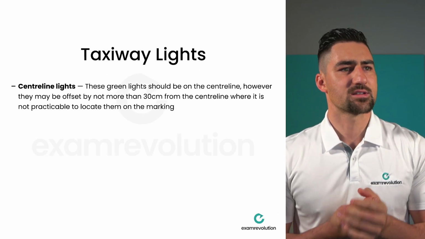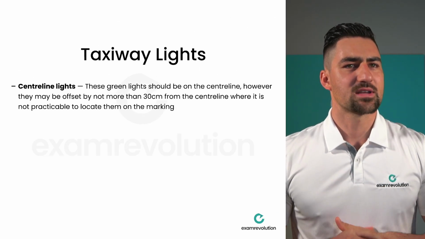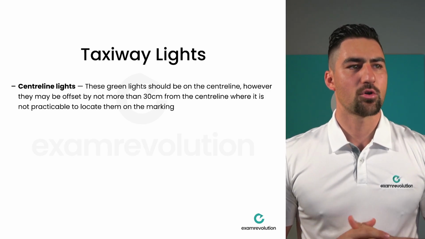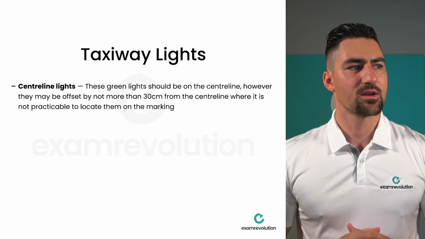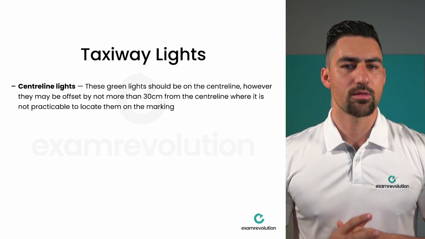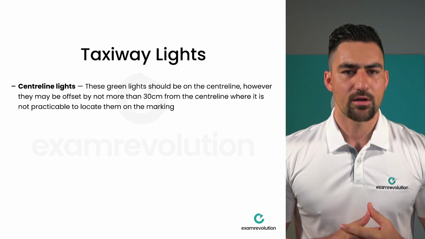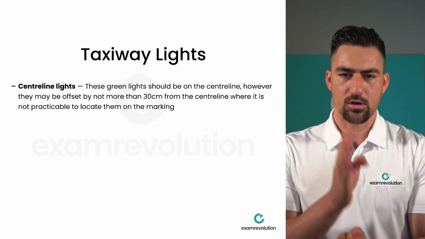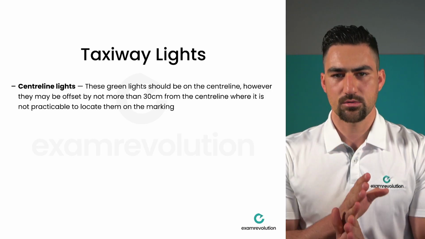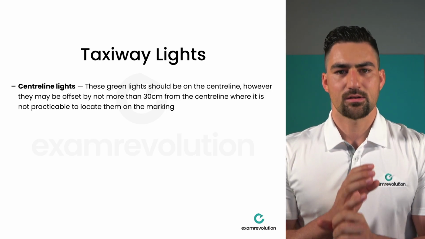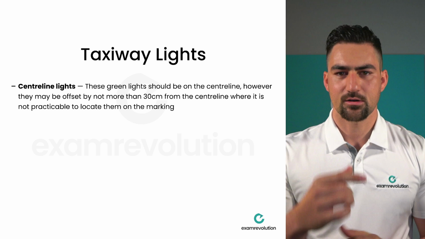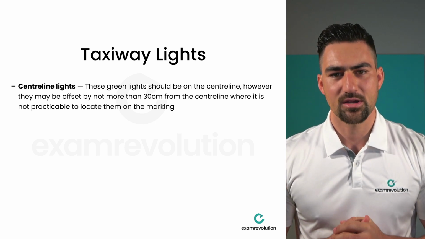Then centerline lights, let's go back. These green lights should be on the centerline. However, they may be offset by not more than 30 centimeters from the centerline, where it is not practicable to locate them on the marking. Like I've said to you, it can be very frustrating when you've got the lights on the centerline because you're trying to taxi with a nose wheel on the centerline. And then it's just cluck, cluck, cluck, cluck, cluck, cluck all the time when you taxi across them, right? And it's obviously not ideal for passengers either.